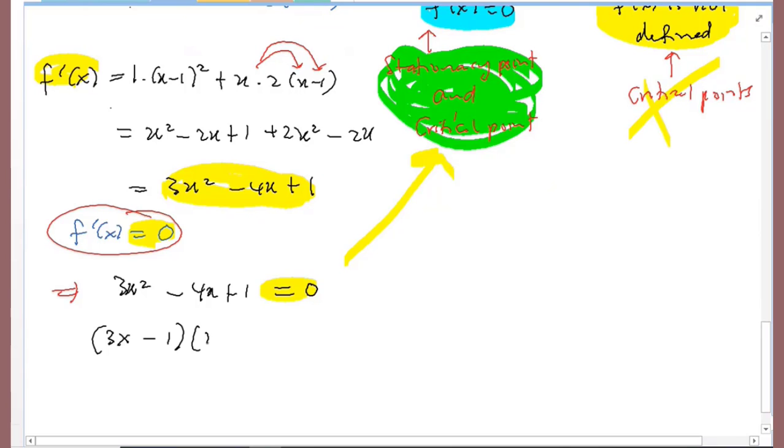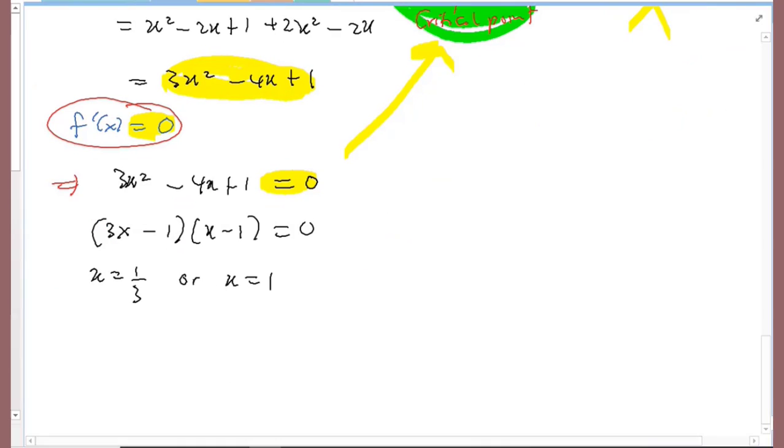Okay, and then factorize. Negative 1, negative 4, flipping to the factors: x is equal to 1 over 3 or x is equal to 1. Two values for x. Say the question asks you to find critical points, that means you need to find y for the next step. So when x is equal to 1 over 3 and when x is equal to 1, find y.